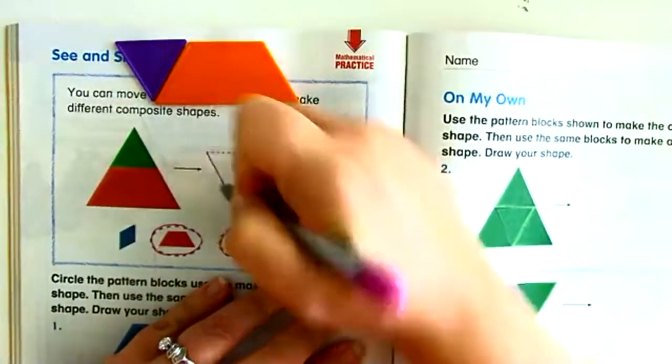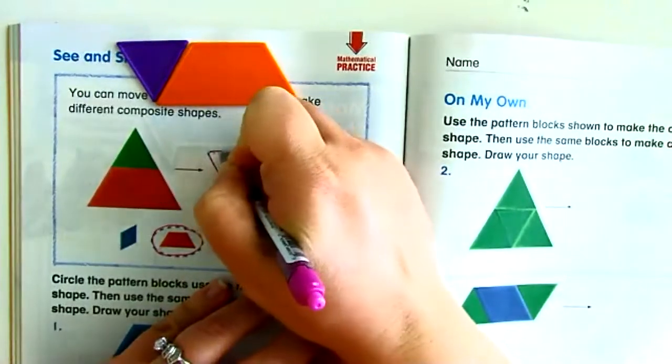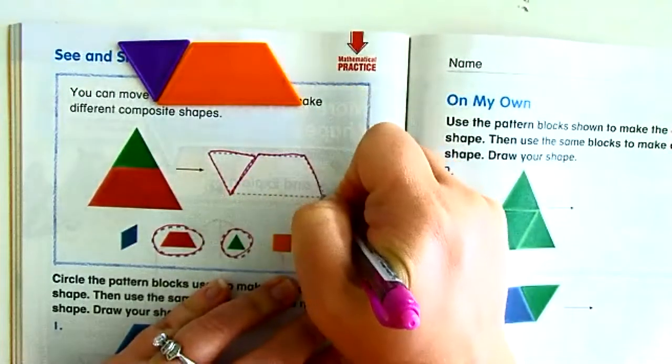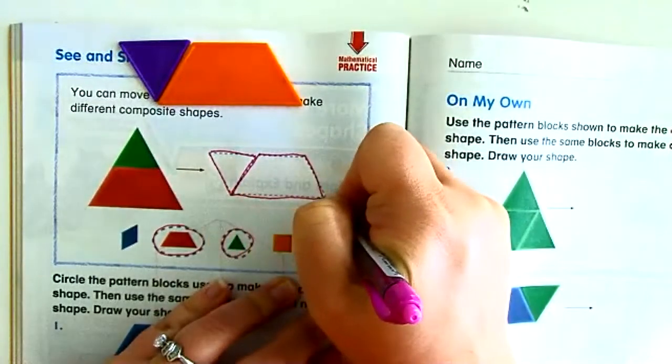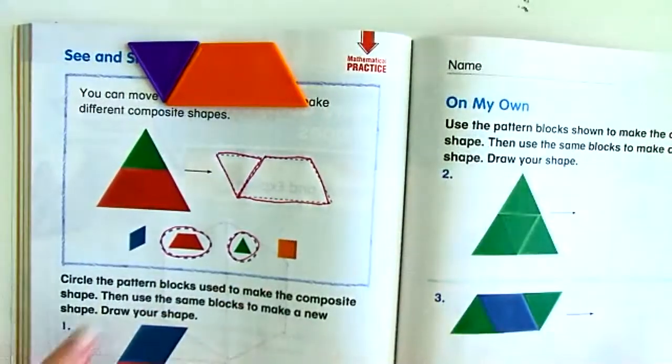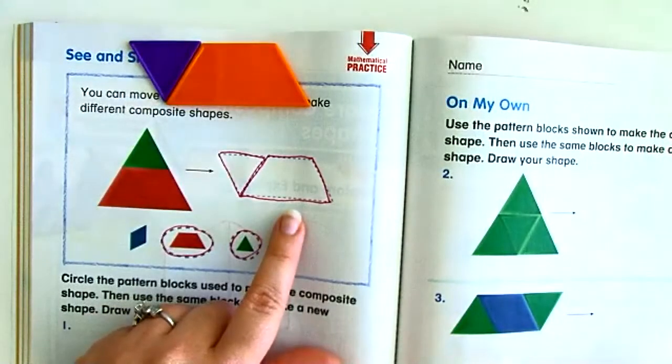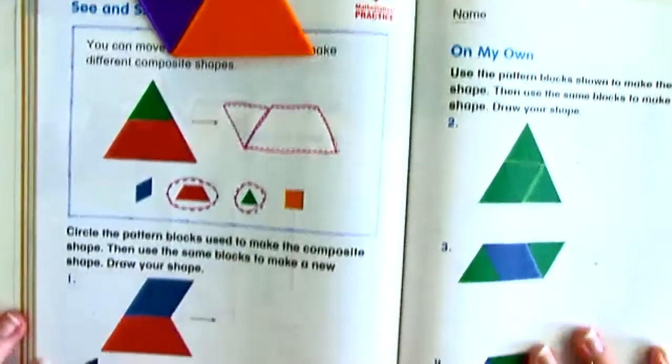I'll trace it. If you already have your paper with you, you can go ahead and work on it with me. There you go. That means we can turn this composite shape into this composite shape just by moving the two-dimensional shapes around. Let's move on.